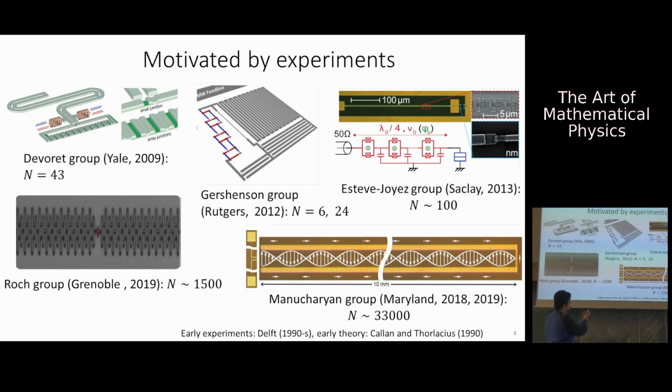This picture is actually taken from their paper. Each of these vertical bars is a Josephson junction, and there are 33,000 of them in the upper row. Then there is a short circuit, and then 33,000 in the lower row.